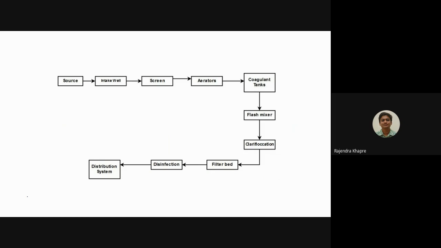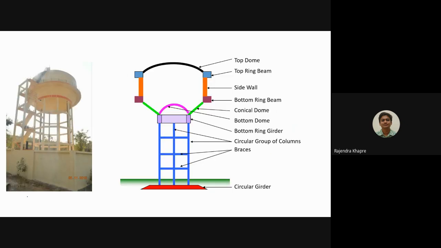And in the distribution system, the water is first of all stored in the elevated service reservoir. So mostly it is in a water tank, and then it is transferred through the pipe system to the houses. Okay. So as far as this Intz water tank is concerned, you can see on the left hand side, this is a constructed structure of Intz water tank. This is a photograph, and on the right hand side you can see there are different components which we have to design as a structural engineer.